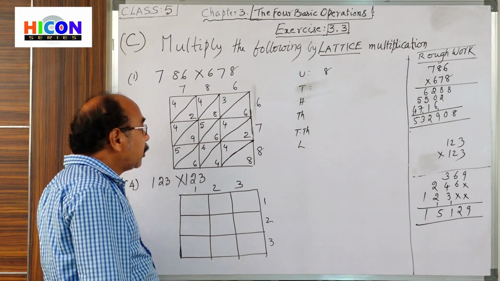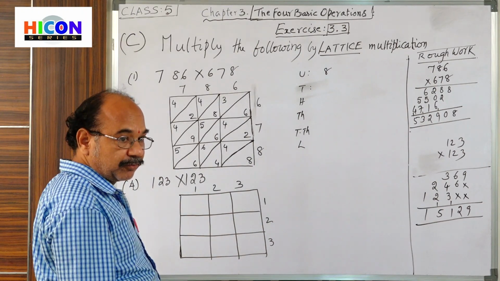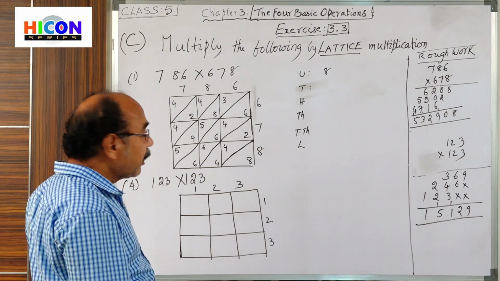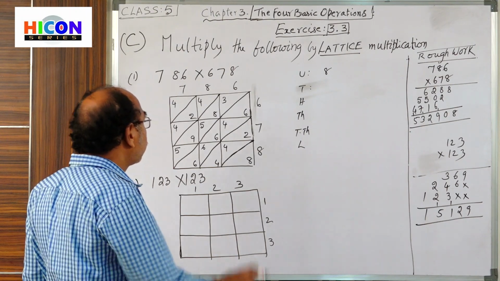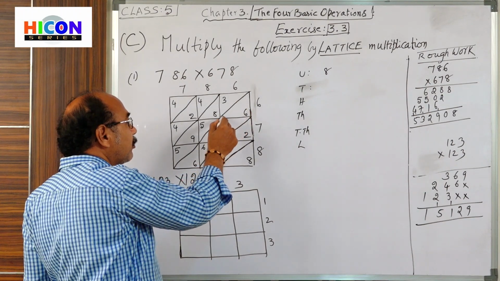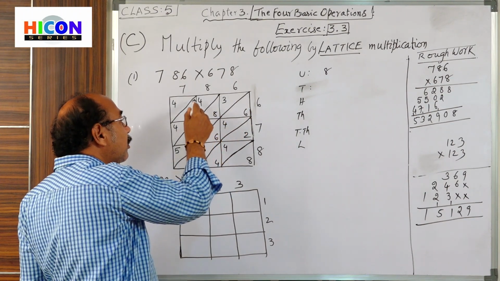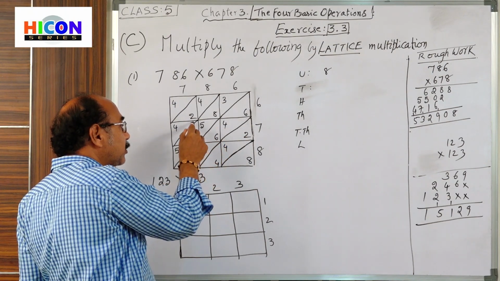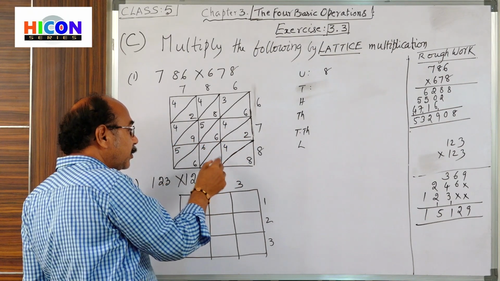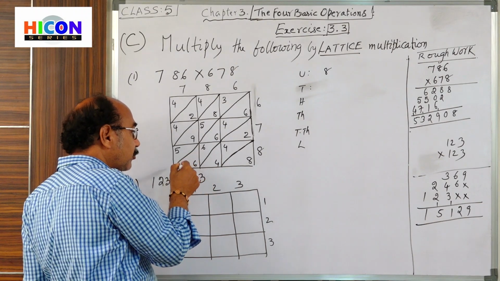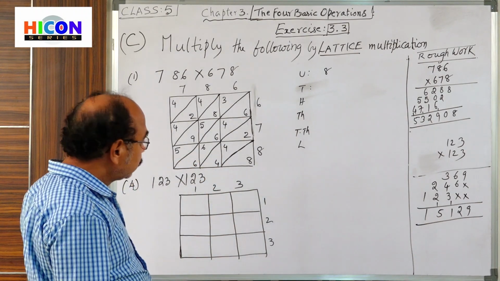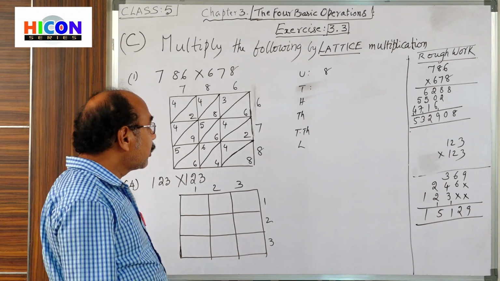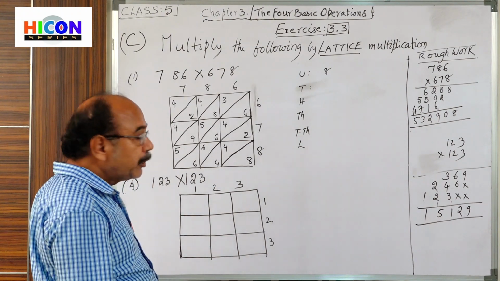Now, in each and every inside square, draw diagonals. Here, draw the diagonal. In all the boxes, draw diagonals like this. This is the diagonal. Every box is divided by a diagonal. Now you see what is the first units place.